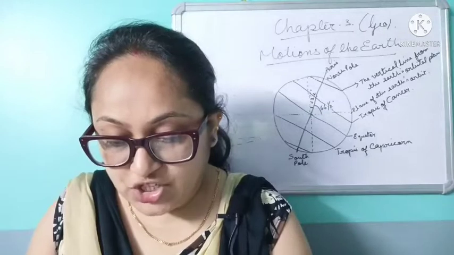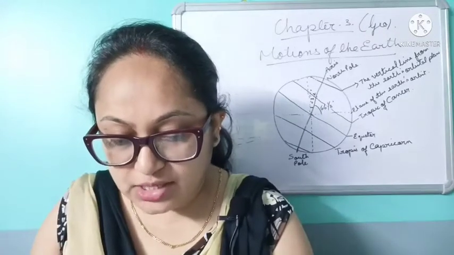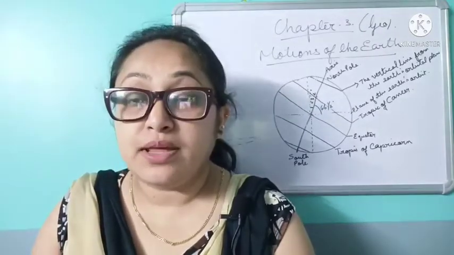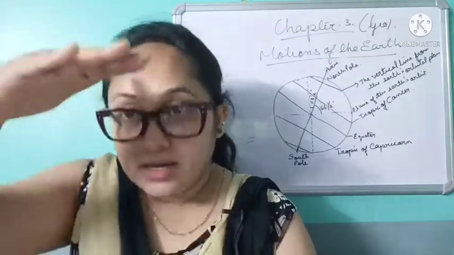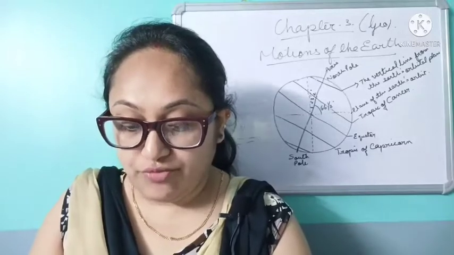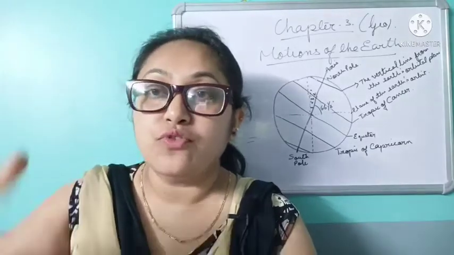It causes deflection in the direction of winds and ocean currents. Now what does deflection mean? Deflection means bending abruptly. That is, the direction of the winds and ocean currents gets bent as they flow.